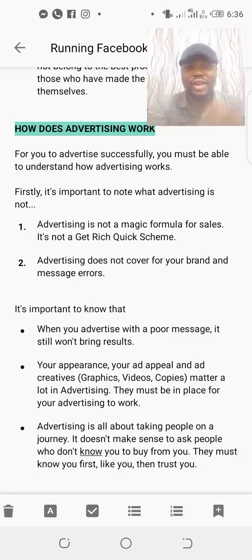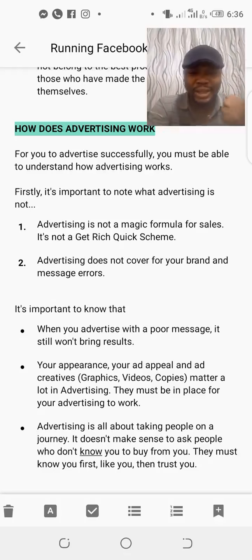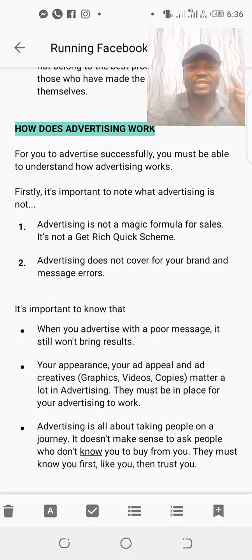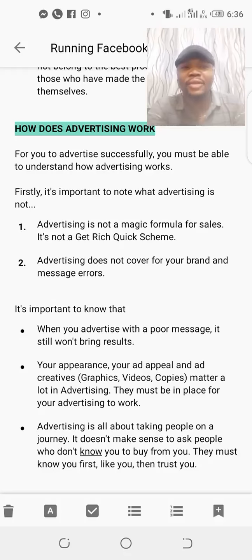You have what it takes. You have a convincing message. You have something that can get people's attention. Because remember, advertising is not a magic formula for sales.